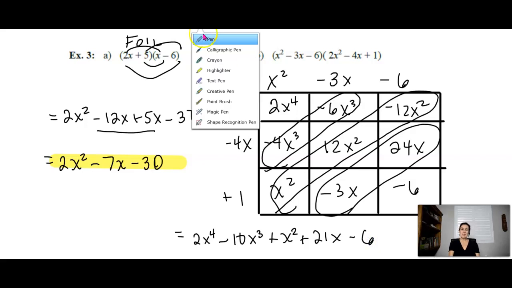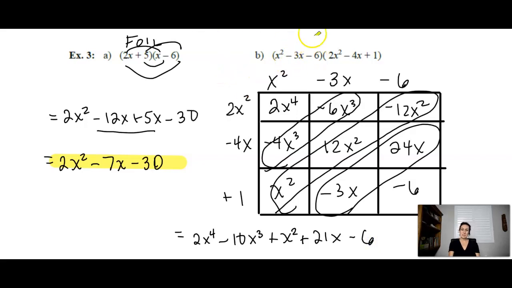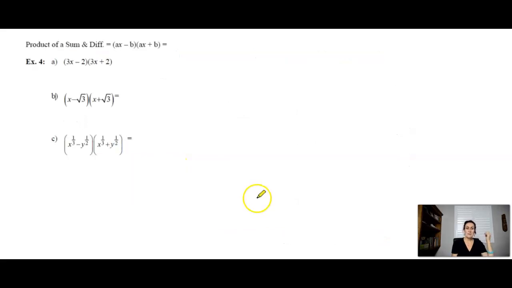So this is a really great method. Instead of distributing and distributing and distributing and then combine like terms, just set up a box. It works really great. 4 is a product of sum and differences. I just want you to remember the word that goes with this. Remember, it's called a conjugate, a minus b and ax minus b, ax plus b.